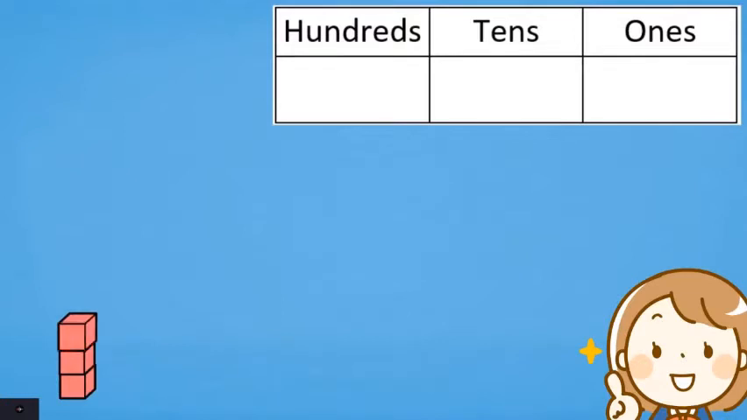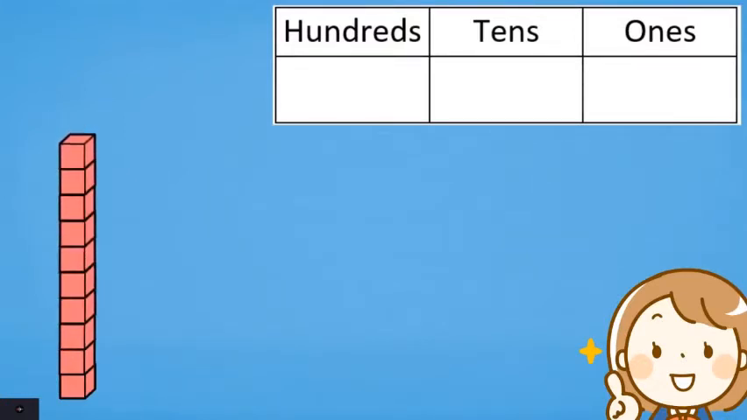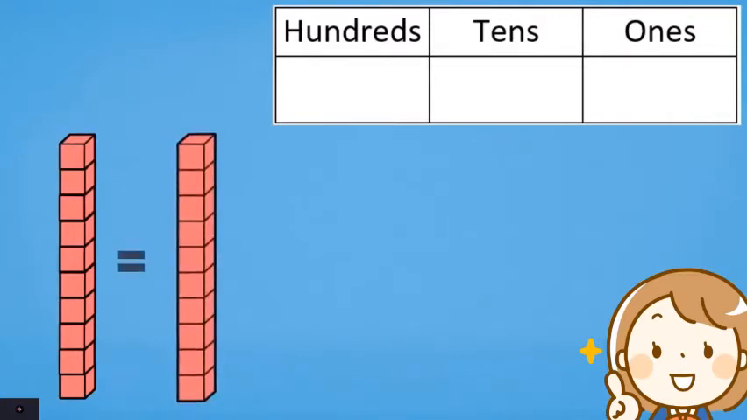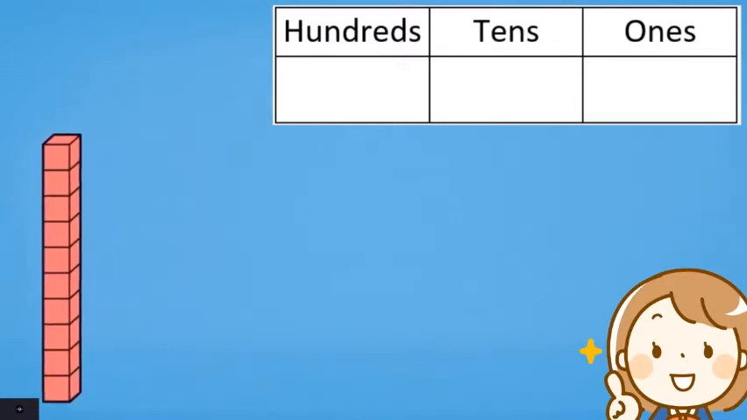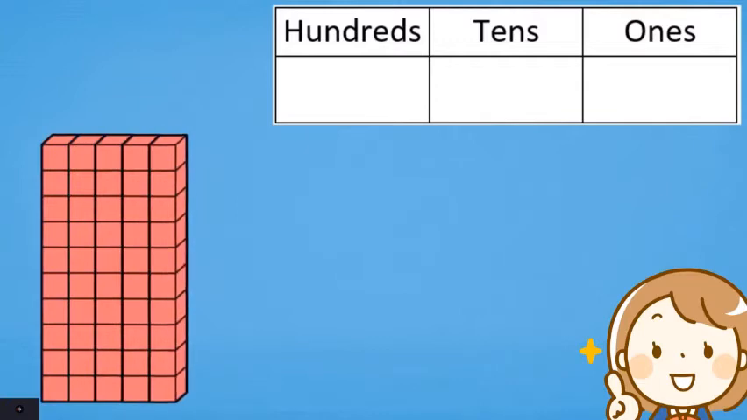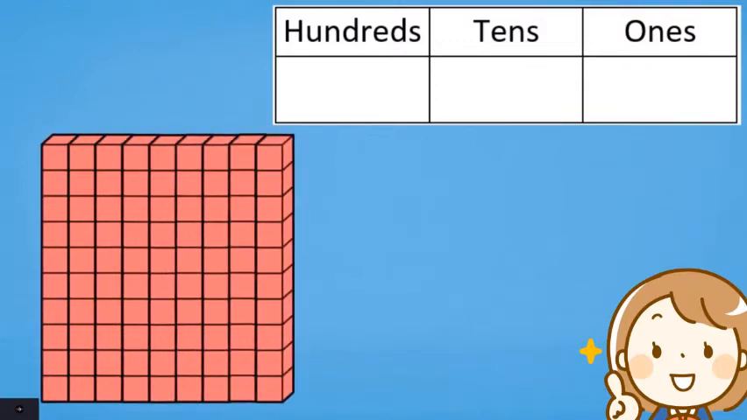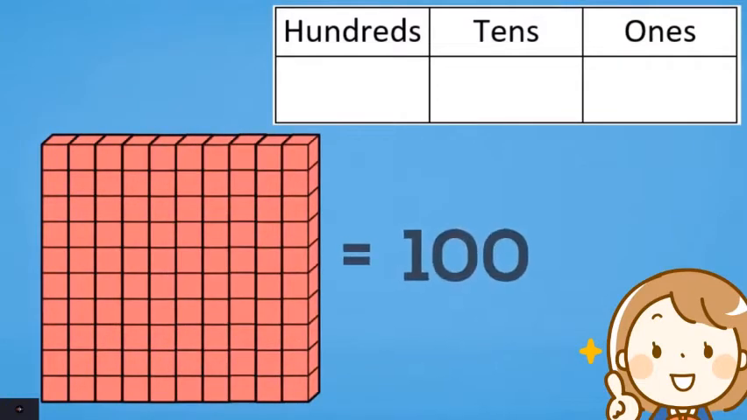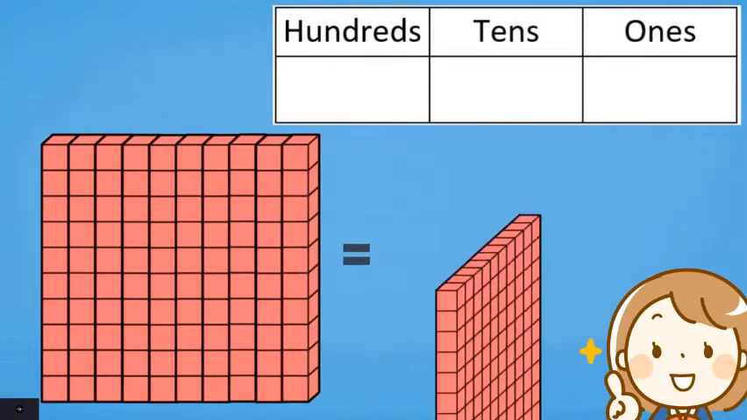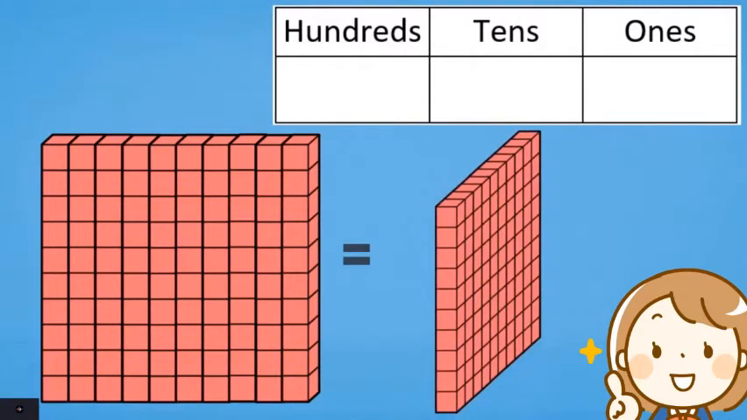There are 10 ones in a row. It is 1 ten in a row. 10 ones and 1 ten have the same value. When you place 10 tens, it will make a 100 block. 10 tens is equal to 100.